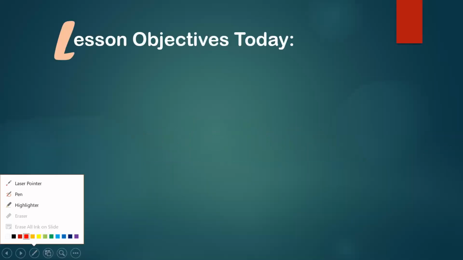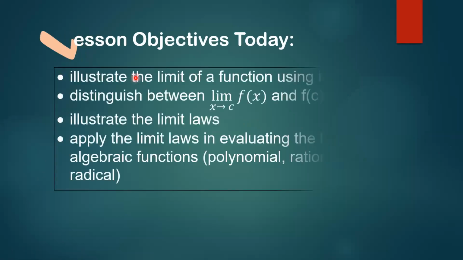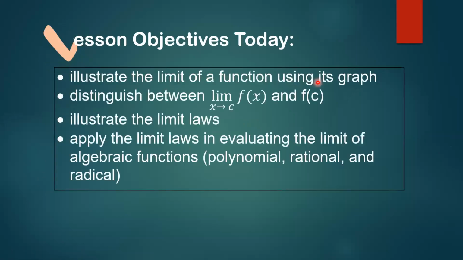So for our lesson objectives, we have the following. Illustrate the limit of a function using its graph. Distinguish between limit of f of x as x approaches c and f of c. This is a limit notation, while this one is a functional notation. Illustrate the limit laws and apply this in evaluating the limit of algebraic functions: polynomial, rational, and radical function.